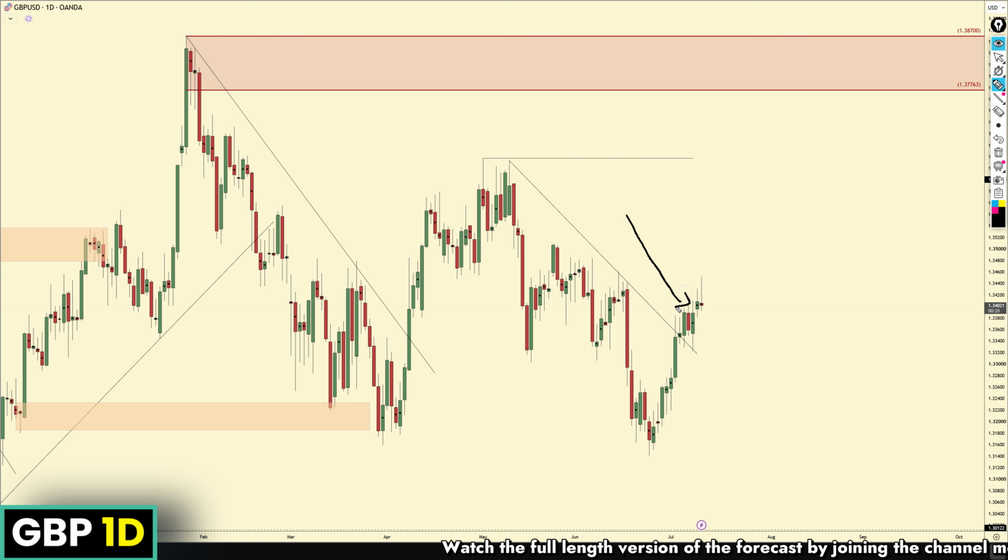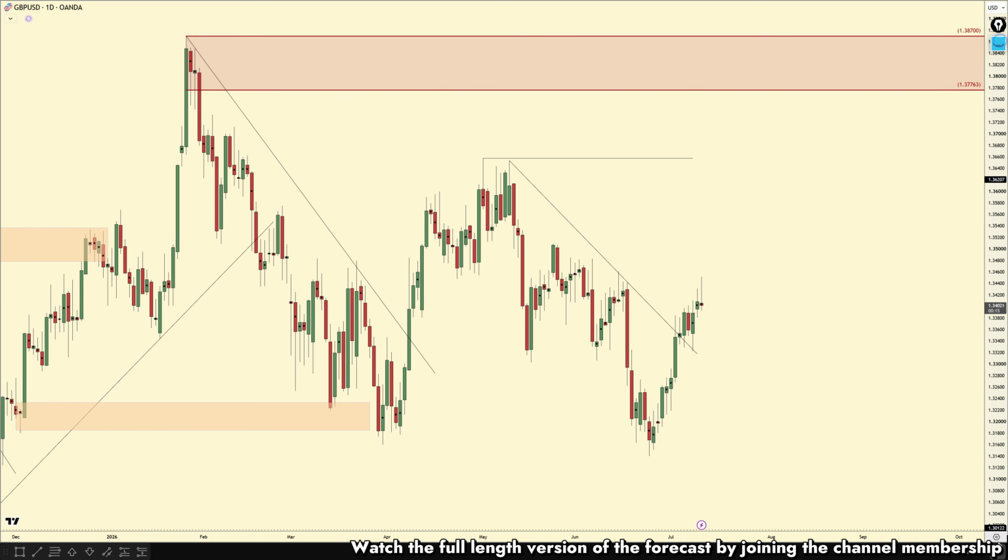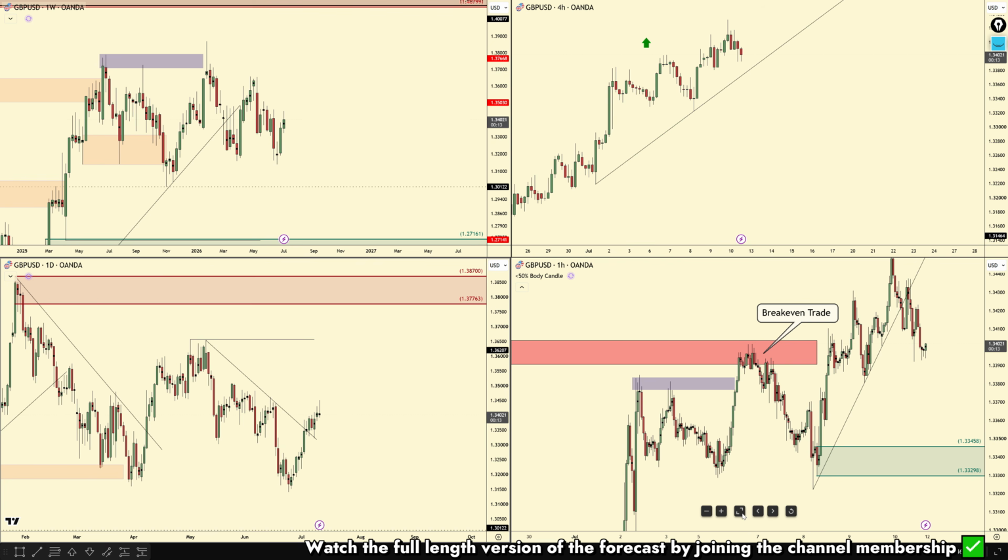So one reason, I'll show you how I manage this trade. The fact that we broke this downward trend line made me aggressive with this trade. I will break it down for you guys right now.